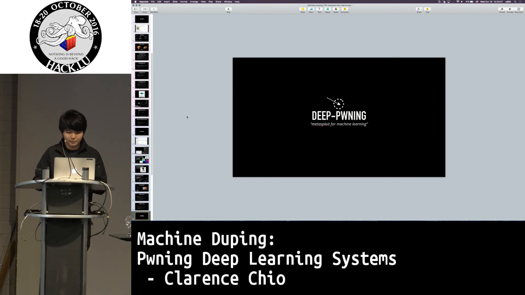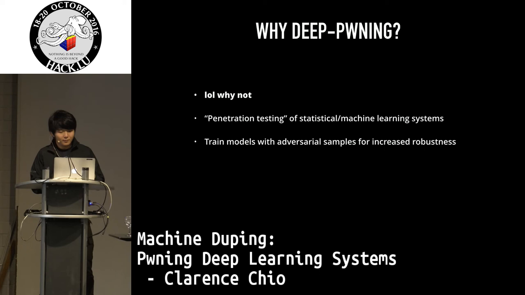So I think that penetration testing of statistical models and machine learning systems is important because, as I mentioned before, more and more of the time we're relying on these systems, and a lot of people don't have a good understanding of how these things work. So having a good understanding is what's required to really evaluate how resilient these models are to adversarial input. And you should train these models with adversarial samples for increased robustness. So please play with it and contribute.